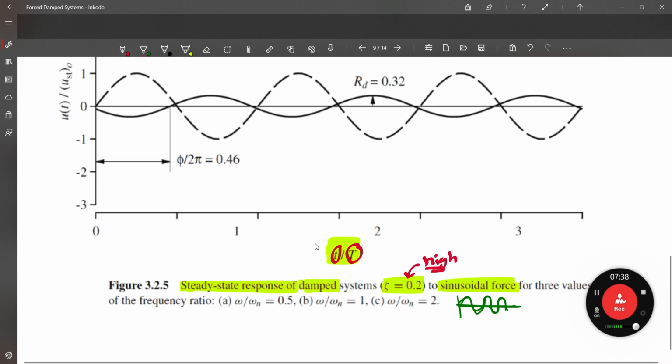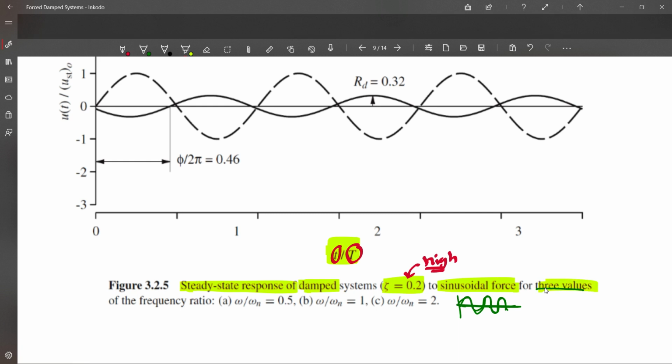Okay, for 3 different values of frequency ratio. So we have omega over omega n equal to 0.5, omega over omega n equal to 1, and omega over omega n equal to 2. So what is the meaning of this? Is there something we should be taking care of? Yes, the second one. Exactly, there is resonance here.